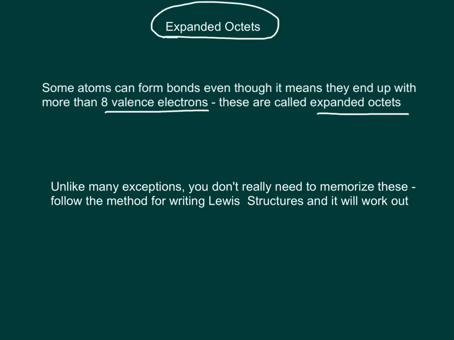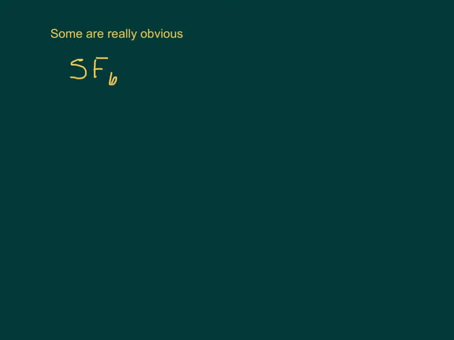Unlike many exceptions, you don't really have to memorize these. They're really pretty apparent. And if you follow the method for writing your Lewis structures, it's all going to work out for you. So let's see what some of them look like. Some of them are really obvious. Okay, SF6. Well, if I try to put 6 things around sulfur, obviously that's more than 8 electrons. But that is what happens.